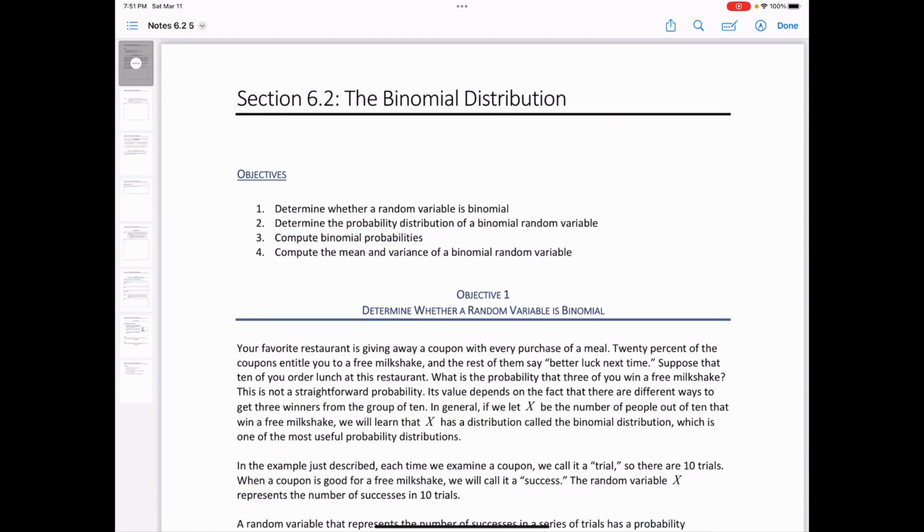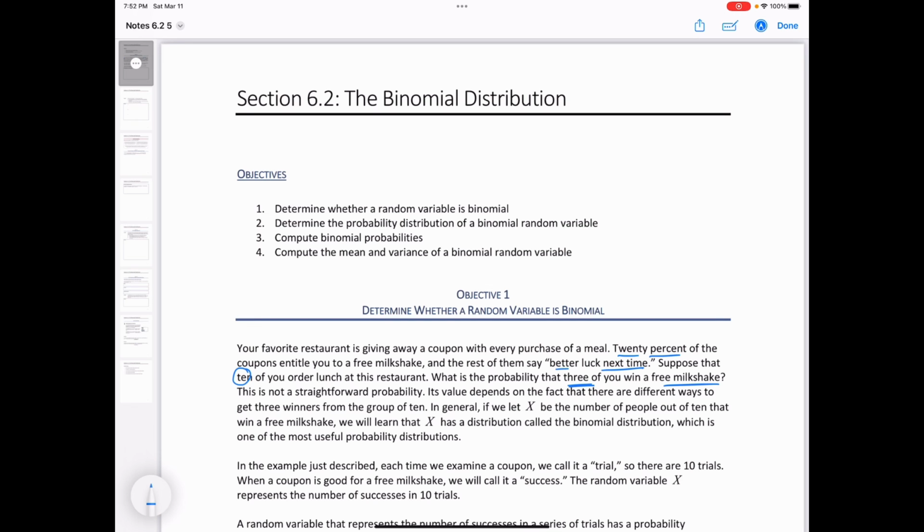This lesson is called the binomial distribution, and we're going to start with an example. Suppose your favorite restaurant is giving away a coupon with every purchase of a meal. 20% of the coupons entitle you to a free milkshake, and the rest say better luck next time. Suppose that 10 of you order lunch at this restaurant. What is the probability that 3 of you win a free milkshake?